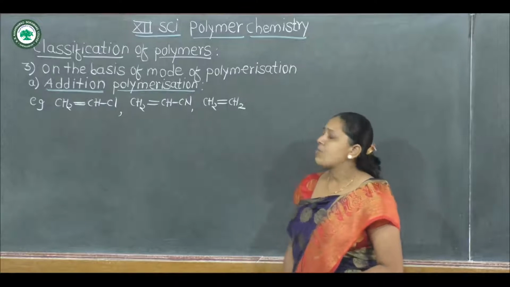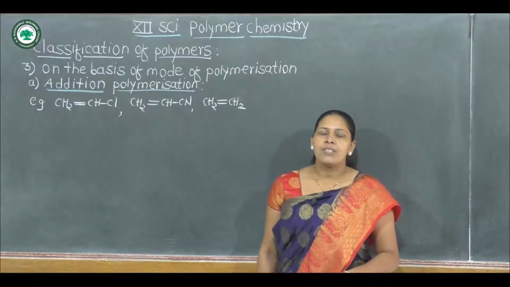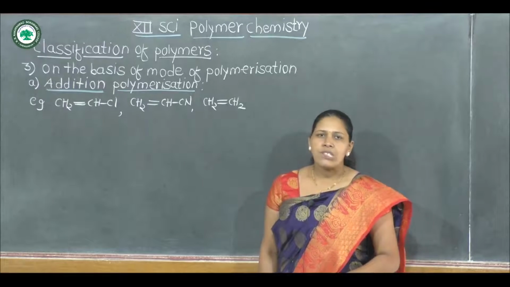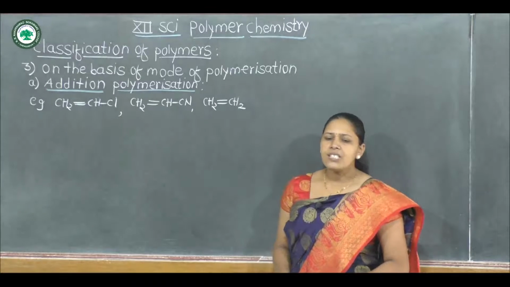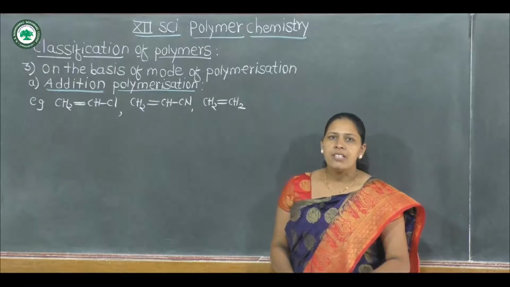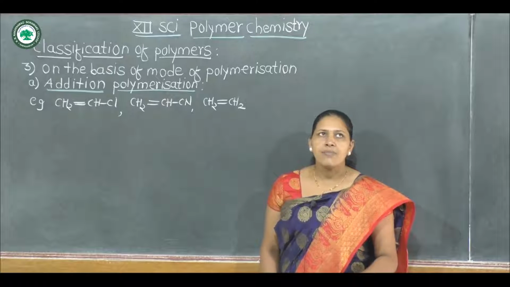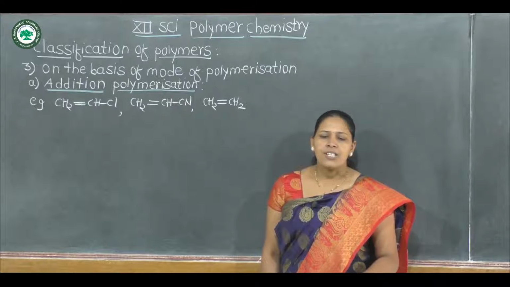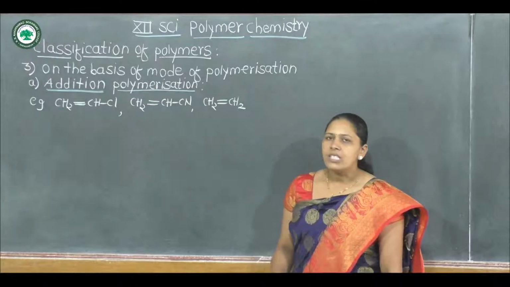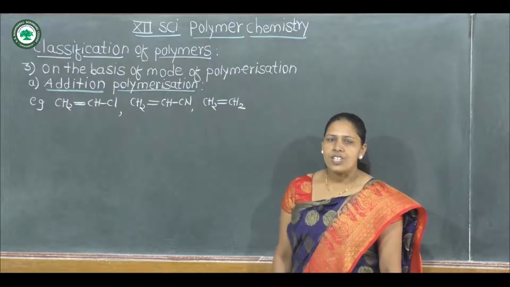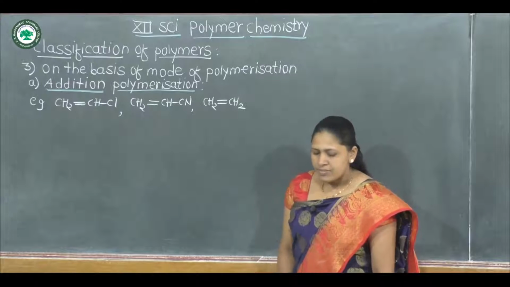Addition polymerization takes place by free radical mechanism. In free radical mechanism, there are three steps. The first step is chain initiation. It is initiated by free radical, and some initiators are used for chain initiation: benzoyl peroxide, acetyl peroxide, or tertiary butyl peroxide. Then we will see the free radical mechanism step by step.